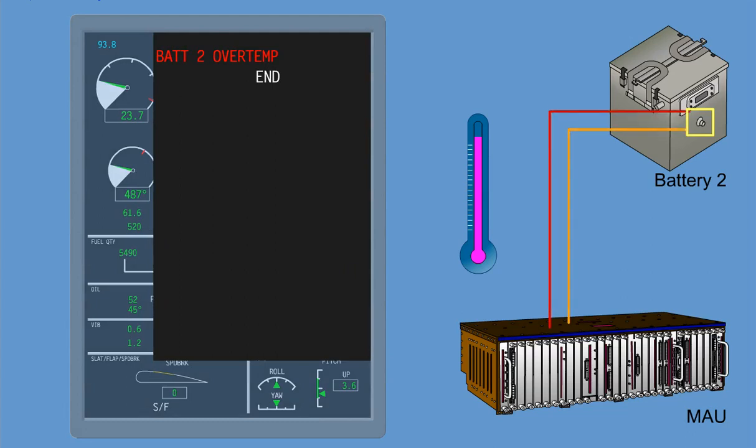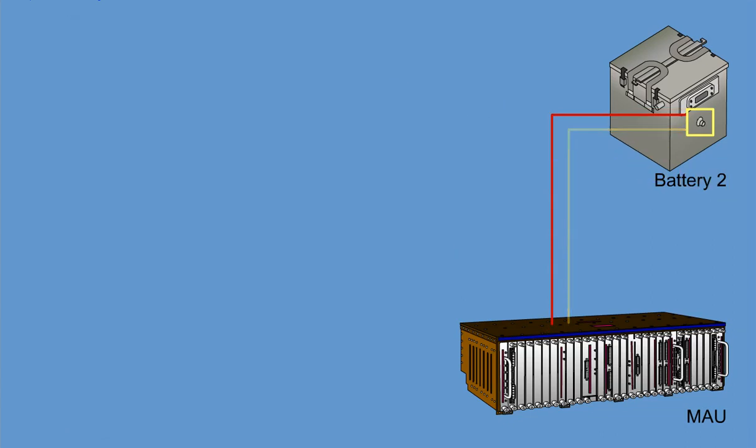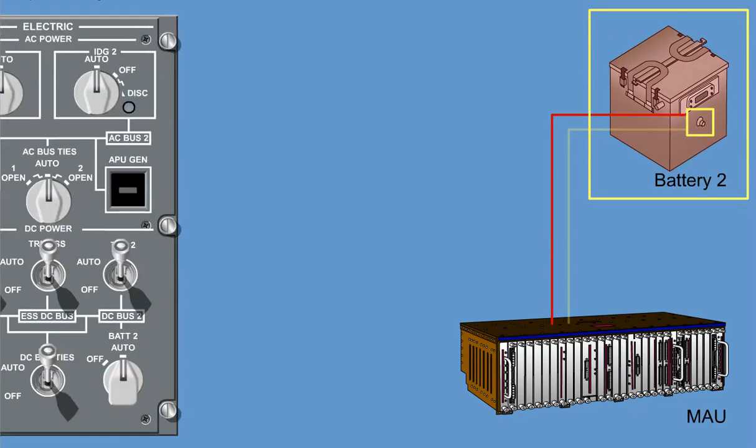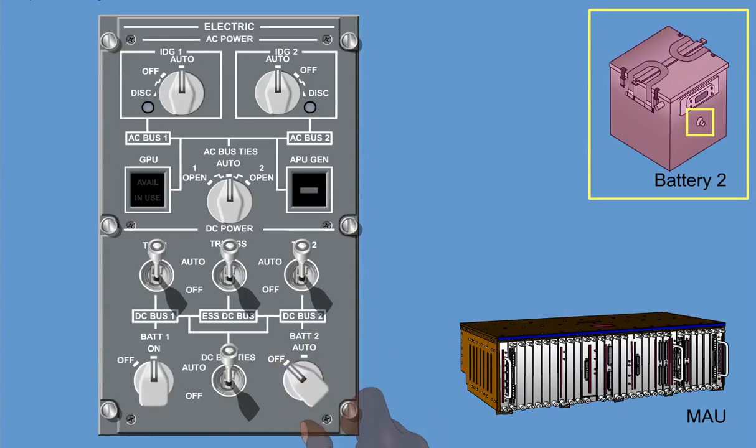The higher of the 2 temperature values sensed is the one utilized for indication and alarm. Whenever a battery over temperature condition is sensed, the pilot should isolate the battery from the charging source.